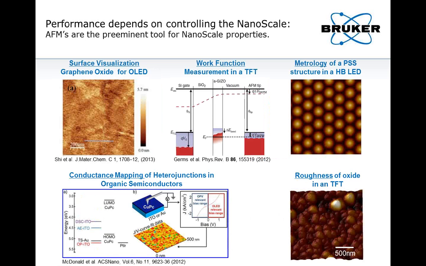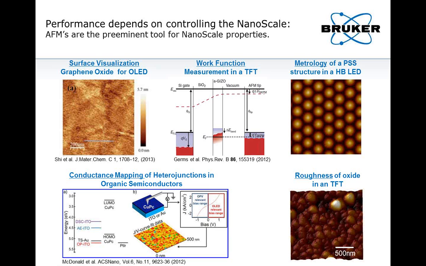Performance depends on controlling the nanoscale, and AFMs are, of course, the tool to achieve that goal. I have basically the variety of applications in the LED world on the slide here, and throughout the talk I will show you a bunch of recent examples from the literature, so as not to be too dependent on what we did here in-house. So let's start on the top left. Graphene oxide. Graphene, of course, is a very hot material these days, and graphene oxide has found its application in the OLED world. We will talk about that. Of course, the AFM here is used to visualize the surface quality of the layer.